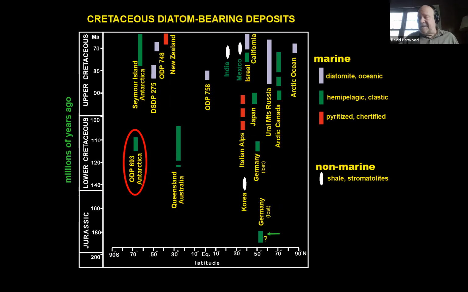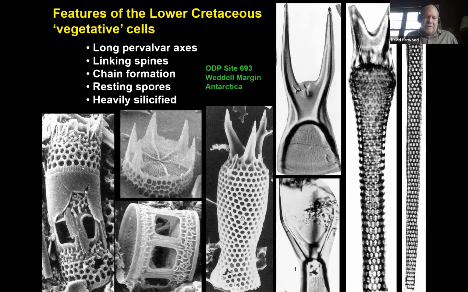And then to just see how things play out. So this approach to looking at great grandmothers of diatoms really took a big step forward in the late 1980s when Ocean Drilling Program drilled off the Weddell Sea margin of Antarctica and recovered these really pristine diatom materials, as you can see, really well preserved. They were in black shales, and they gave us a pretty good look at what was going on with diatoms back in this time period. Many of them have these long pervalvar axes, right? Many of them have strong linking spines, linking connections with direct physical connections. They form chains. They had resting spores associated with many of these, and they were all relatively heavily silicified.